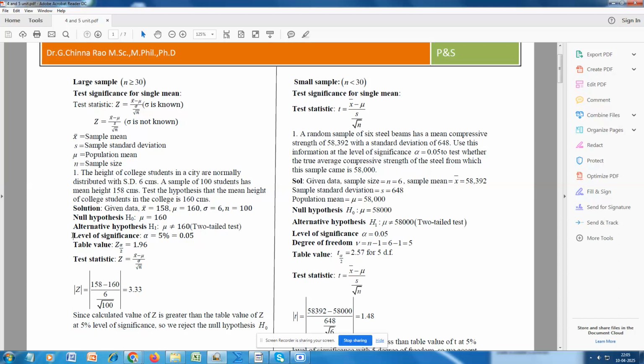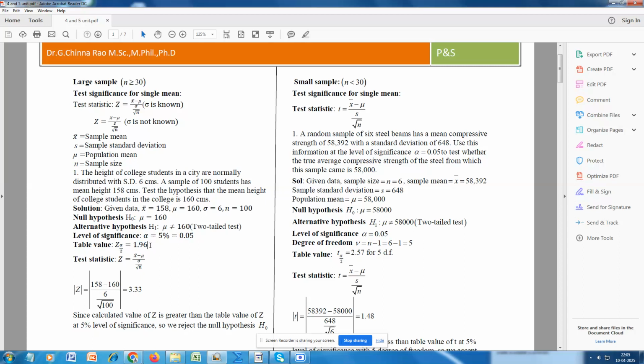Next, the third step is the level of significance. If no significance level is specified, we generally take 5% or 1%. Here I am taking 5%, which means 0.05, denoted by alpha. Next, the table value. The table value at 5% level of significance for a two-tailed test is 1.96.